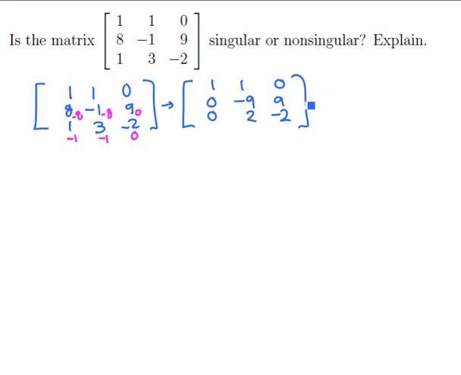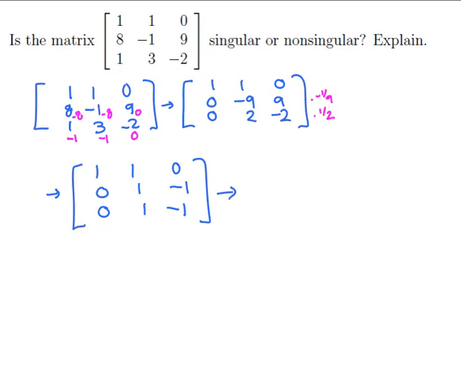Now notice that these two rows could be scaled down. The middle row could be scaled, say, by negative 1/9, and the bottom row could be scaled by a positive 1/2. If we do that, then the middle row would become 0, 1, minus 1, and the third row would become 0, 1, minus 1, whereas the top row is 1, 1, 0.